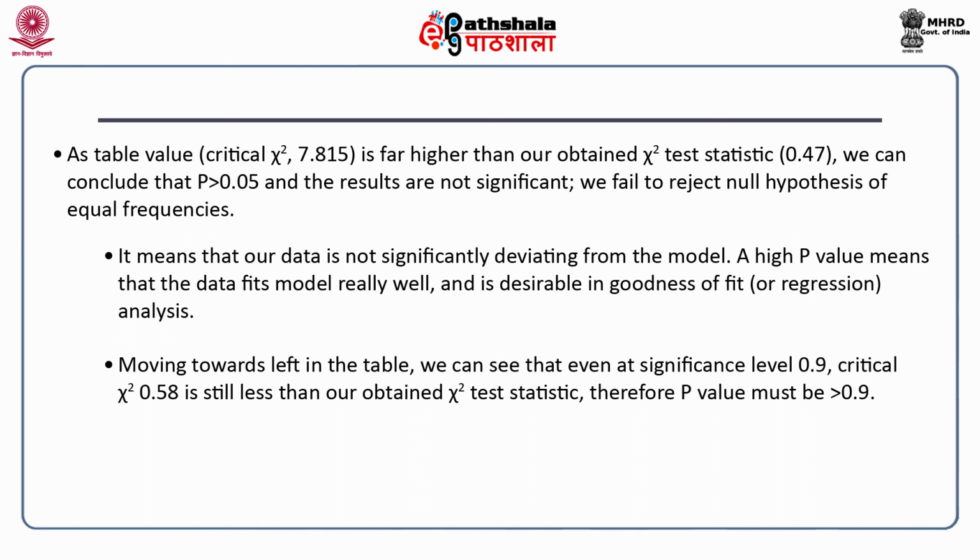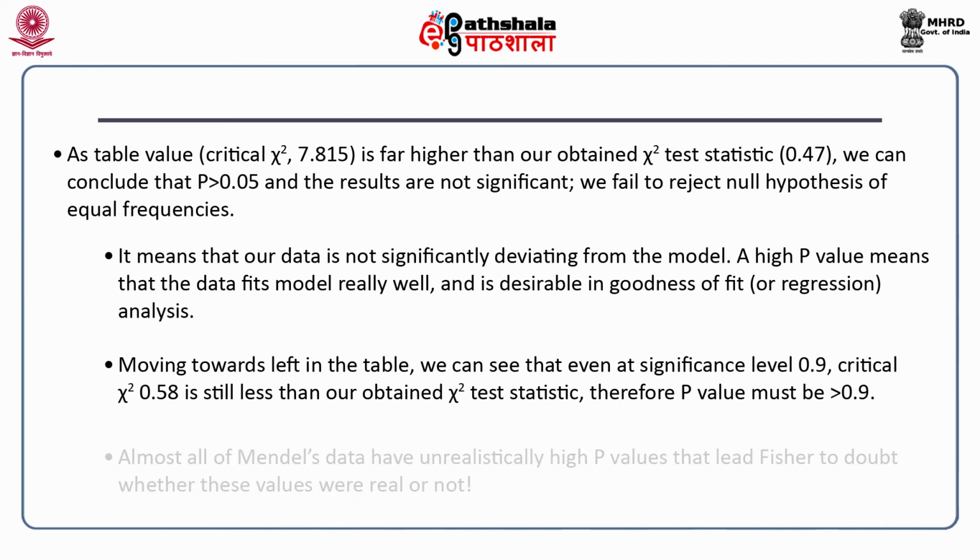So moving towards the left in the table, we can see that even at a significance level of 0.1, the critical chi-square, which is 0.58, is still less than our obtained chi-square test statistic, and therefore the p-value must be higher than 0.9, which is quite high. The p-value is quite high.